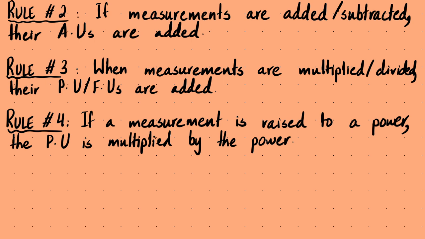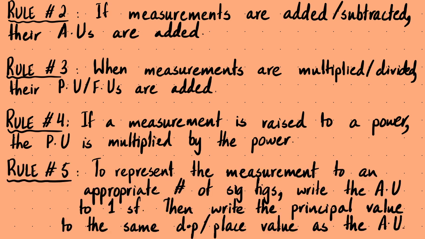And then the last one is basically about representing the uncertainty. The hint that you need to use this in a lot of the questions would be that you need to write it to an appropriate number of significant figures. The steps for that are that you first write your absolute uncertainty to 1 SF, and then whatever place value or decimal places those are, you write your principal value to that accuracy.